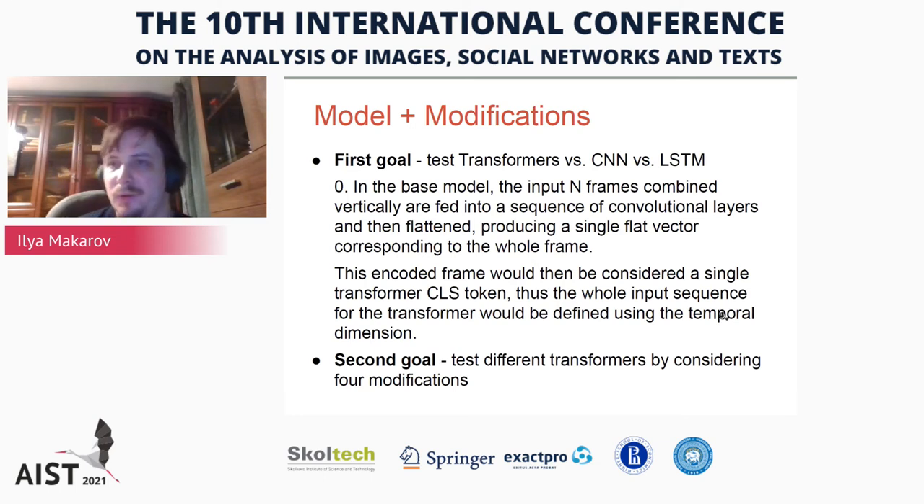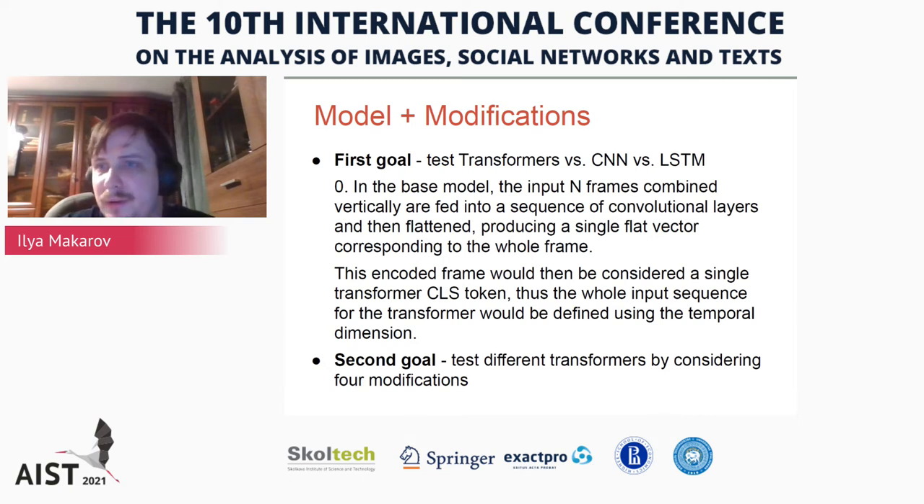We have two options to discuss. One is, okay, let's test transformers versus convolutions versus LSTM. In our base model, as I've said before, we have input frames combined vertically that are fed to a sequence of convolutional layers and then flattened, producing a single flat vector corresponding to the whole frame. Usually this encoded frame would be considered a single transformer CLS token, similar to how BERT is trained. Thus, the whole input sequence for the transformer would be defined using this temporal dimension.